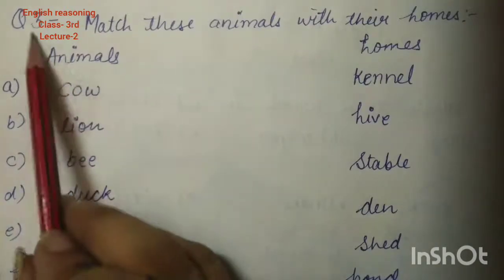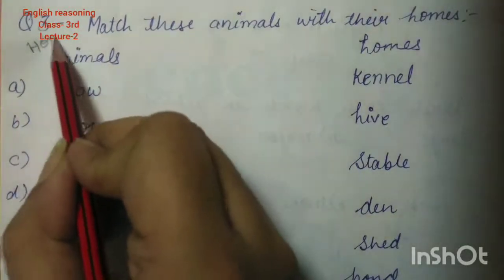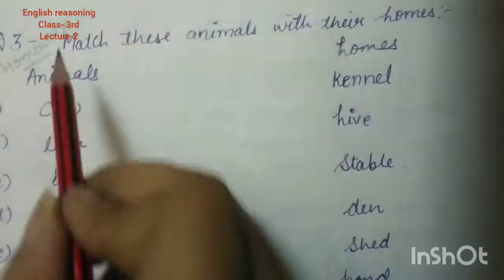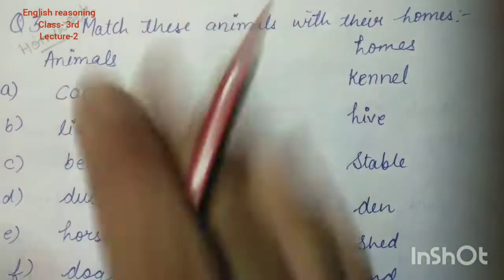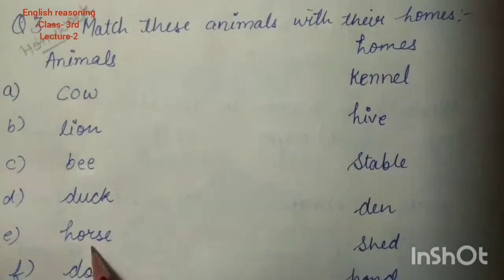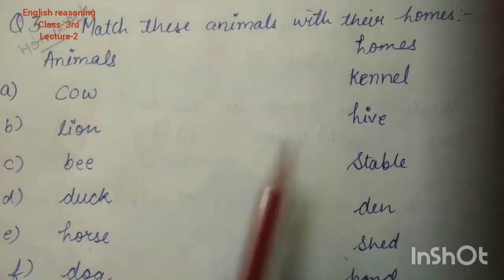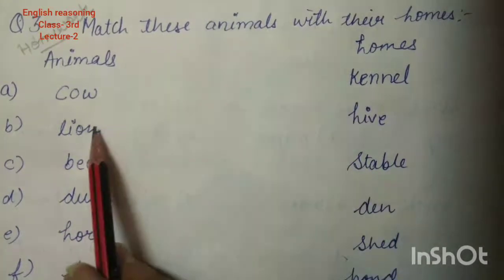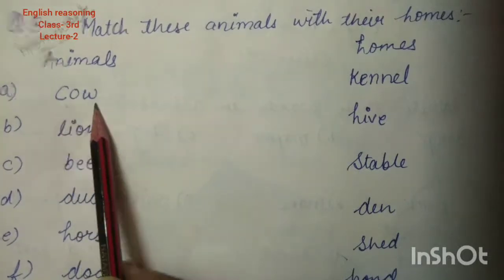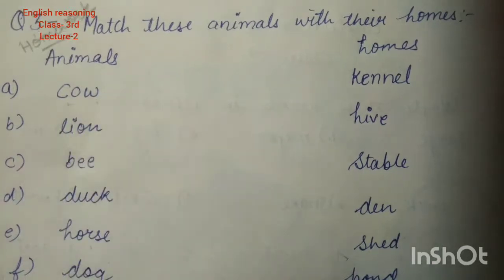So students, now come to question number 3. This is your homework. You have to match the animals with their homes. You are given some animals name and their home's name. You have to match them correctly, like which home is of which animal. So here, for example, when we are given cow, we all know that cow lives in a shed.